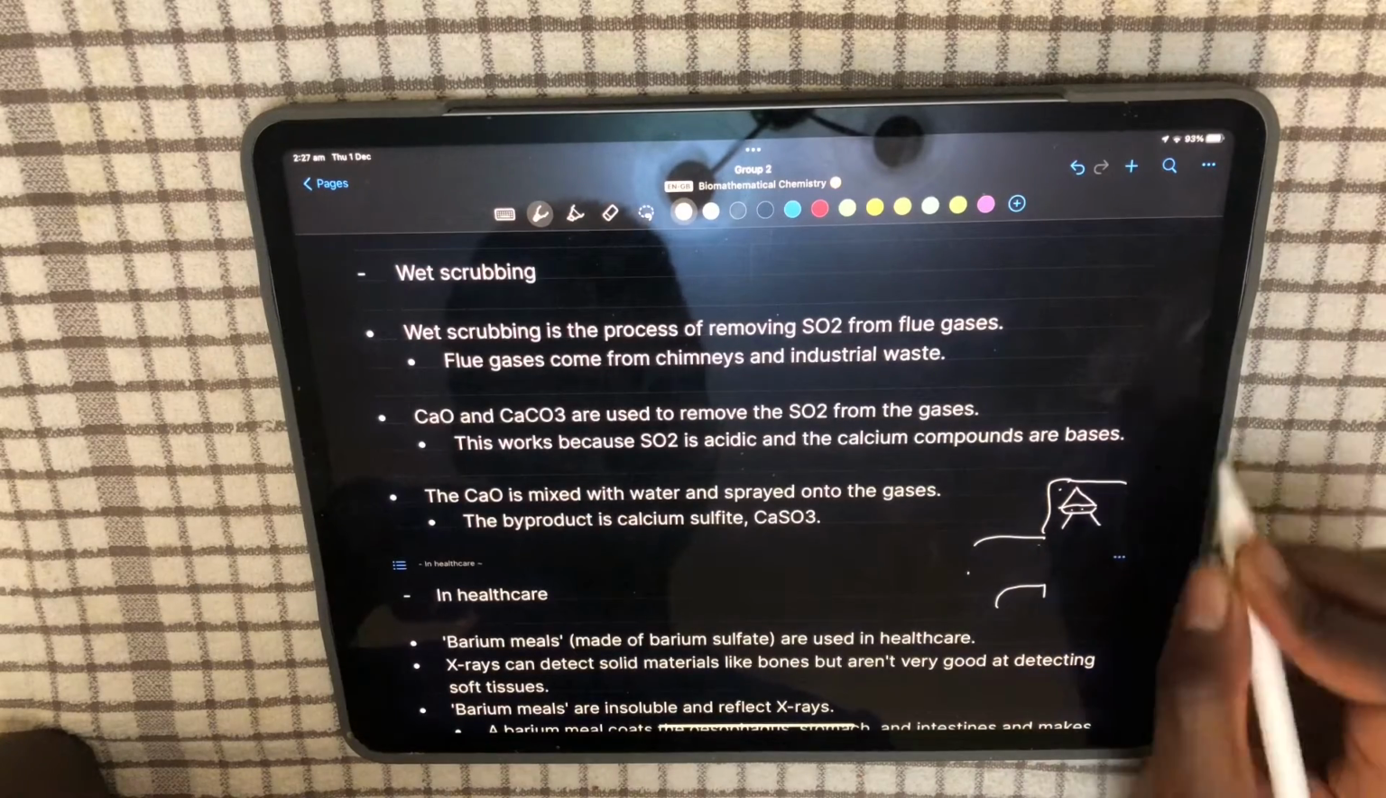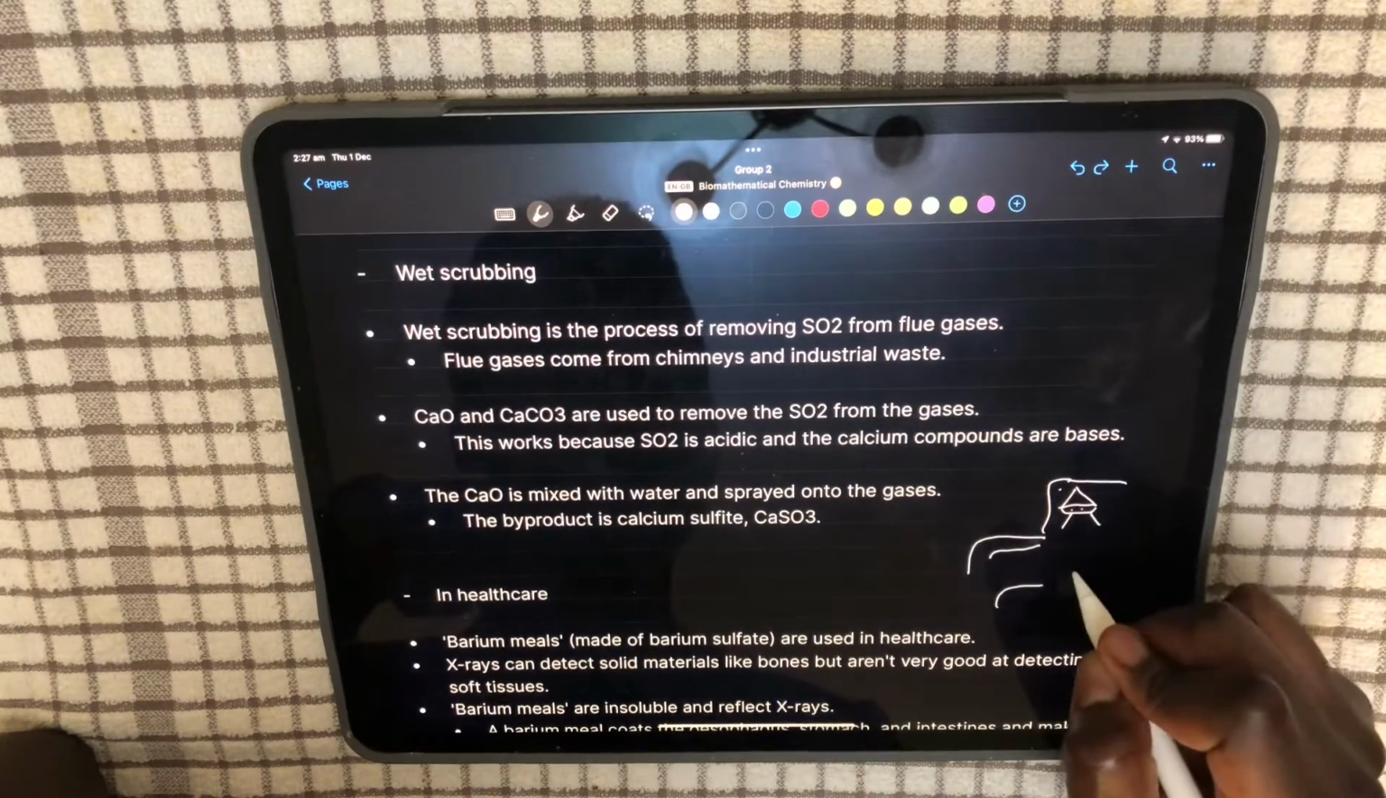Right, well that hasn't really worked out the way I wanted it to. But you get the general point, right?